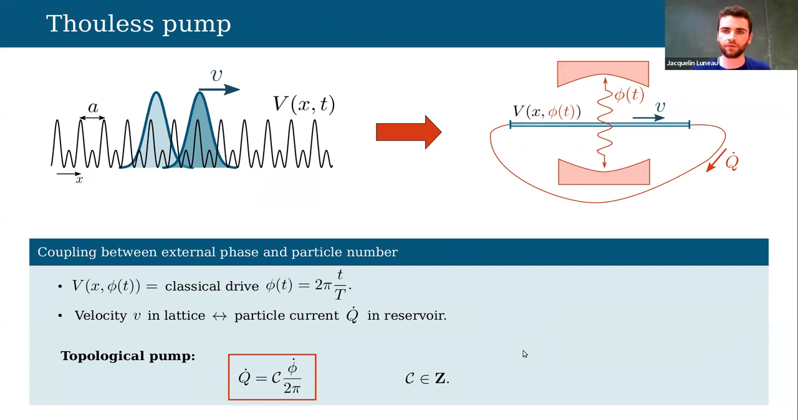So in the case of the Thouless pump, we'll have the same, but now we consider that the time dependent potential can come from the coupling of the 1D lattice to an external drive, to a phase of a periodic drive. And if we couple the 1D lattice to a reservoir, then the quantized velocity in the lattice will translate into a current in the reservoir. And we have the same kind of relation of variation of charge in one system related to the variation of the phase of a separated degree of freedom with a Chern number.